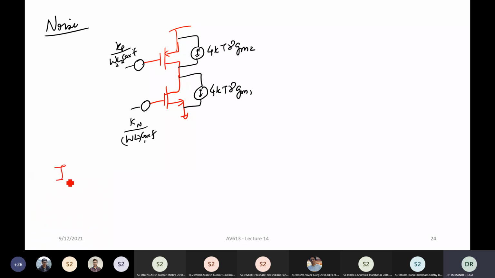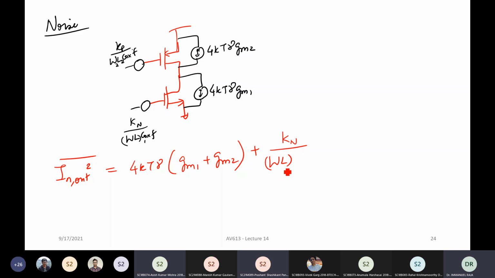Now, can you help me with In out squared? What is the short circuit output noise current power spectral density? 4KT gamma (GM1 plus GM2), plus Kn upon W L1 Cox F multiplied by GM1 squared, plus, then what do you have? Kp divided by W L2 Cox F multiplied by GM2 squared. This is the total.